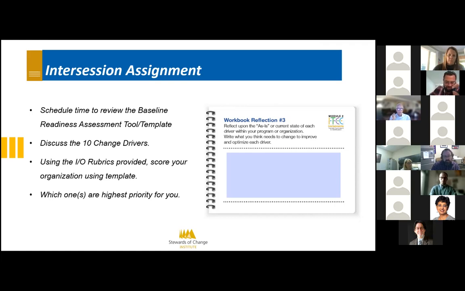So discuss the 10 change drivers, use a rubric to score your organization, or pick a few of them, and road test it a bit. And if you can, at that point, it might be useful to think about what are the highest priorities for you, or in terms of where you want to learn more.